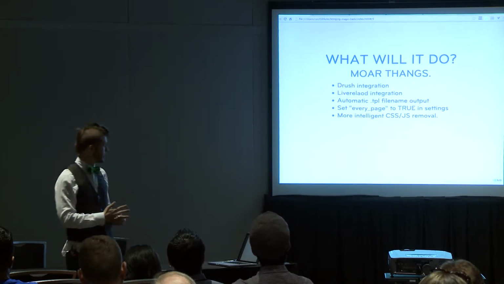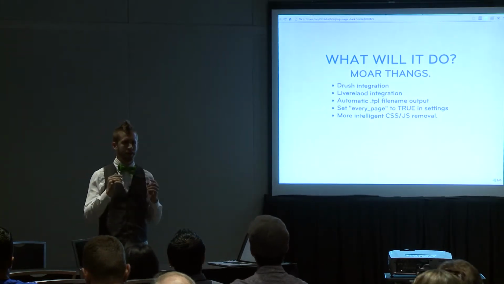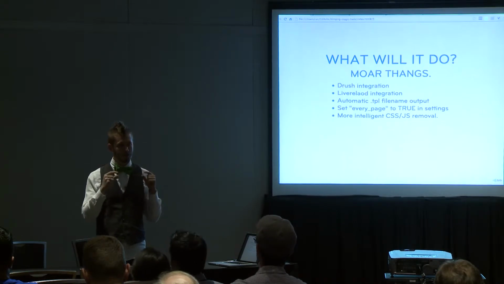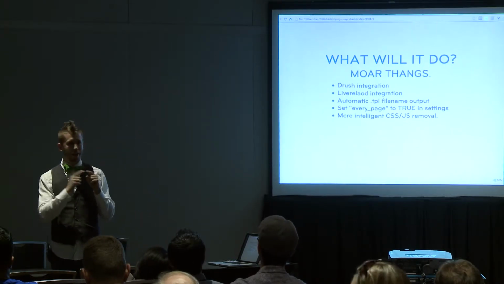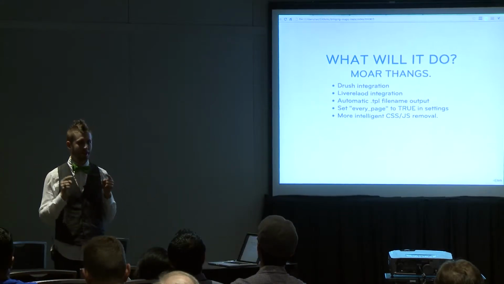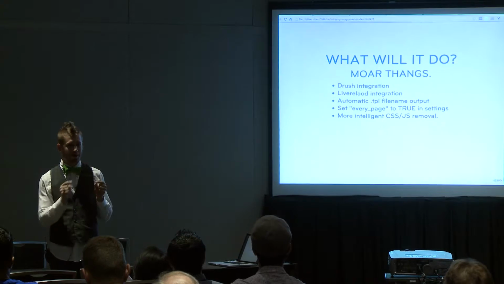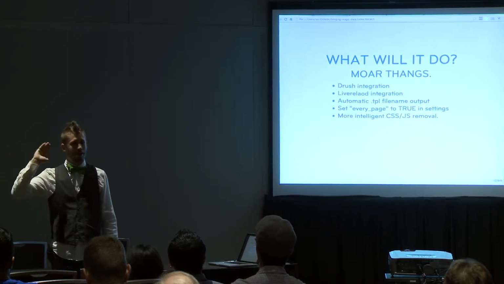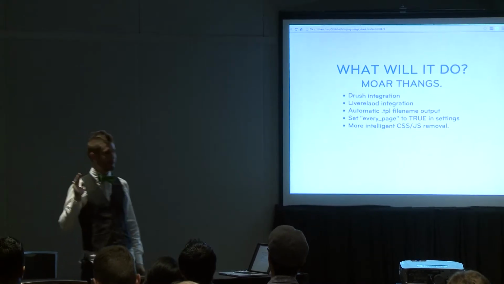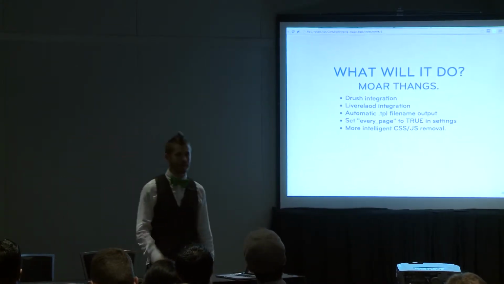Automatic TPL file name output. This was recommended by Morton: being able to turn on a little development setting that will add a little comment on your front end at the end of every TPL file that will tell you which TPL file you're actually looking at and where it is. For those of us who spend hours trying to figure out where that bloody template file is for that random field element or whatever, it'll allow you to find out exactly where it is.